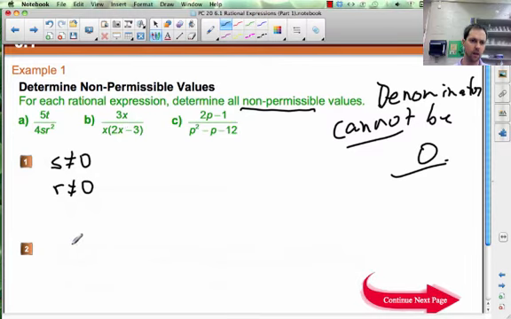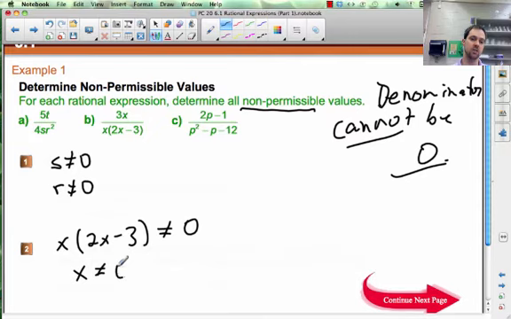Now, the best way to find the non-permissible values is just to take the denominator. We don't have to worry about the numerator at all. Take the denominator and set it not equal to 0. So it cannot equal 0. So what are the values of x that would make this thing 0? Those are the values that we're not allowed to have because you cannot divide by 0. So if x is 0 here, this whole thing is 0 because it's 0 times both of these. So your first non-permissible value is x cannot be 0.